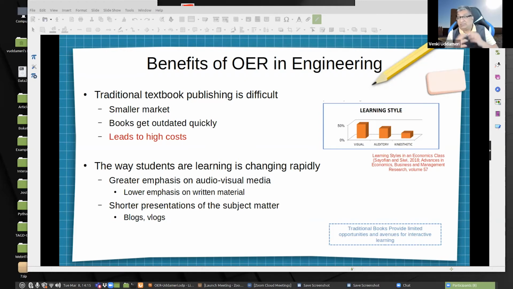Even if it's published on glossy paper with a few colored images here and there, that is not something that's appealing to them. And I point out here that over 50% of students in an economics class were actually visual learners, and a significant, over 90% of them, preferred audiovisual over any other form of learning. So this is another big change that we are seeing. That also means that the traditional textbook markets have limited avenues when it comes to adding interactivity, and engaging students with these books becomes increasingly difficult just because of their learning styles and just because of the way they are processing information.